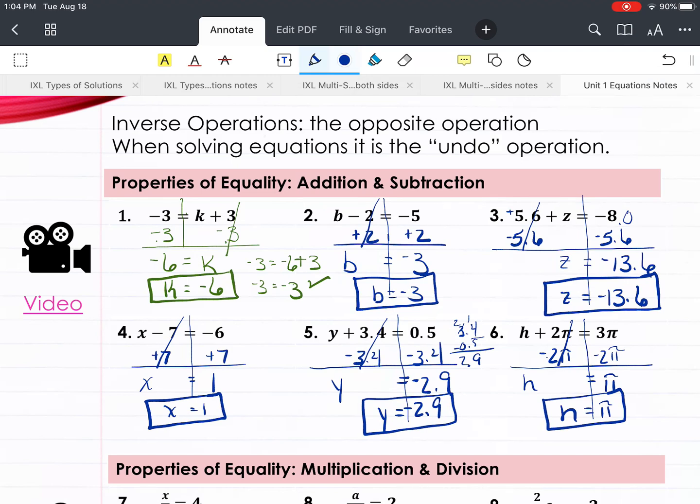So that talks about the addition and subtraction properties of equality. How do we undo addition? We use subtraction. How do we undo subtraction? We use addition. And remember, we are talking about equations, therefore we must always stay in balance. What I do to one side, I have to move it across the equal sign to the other side.